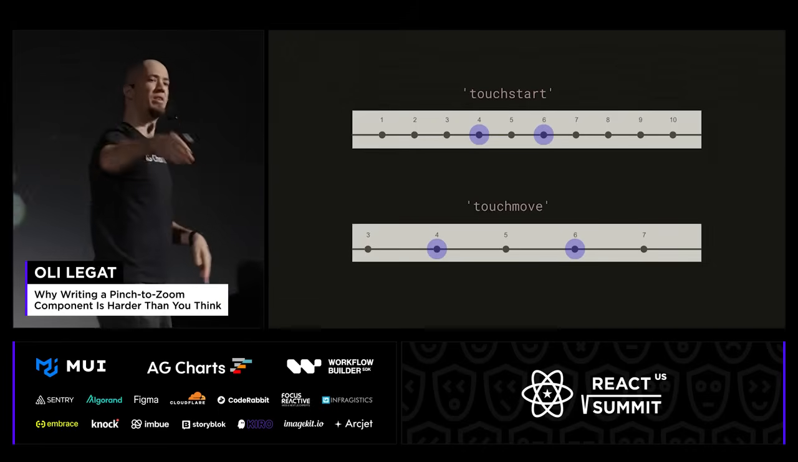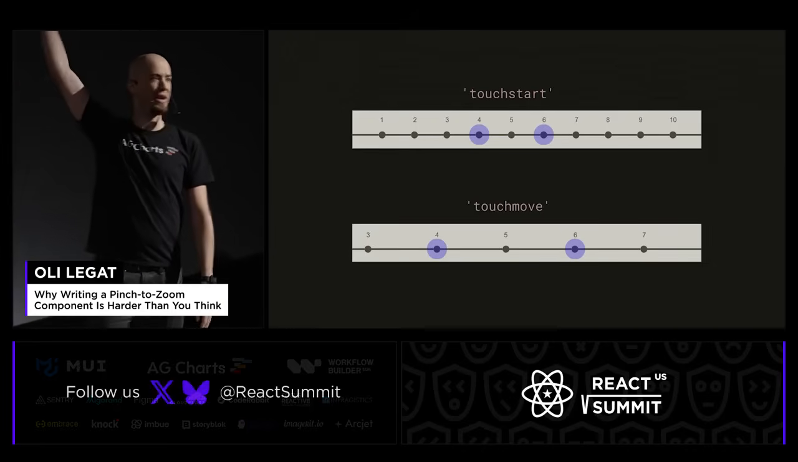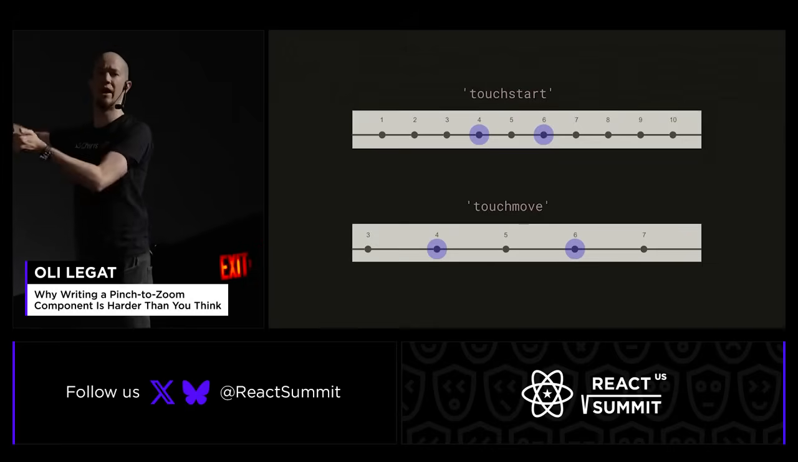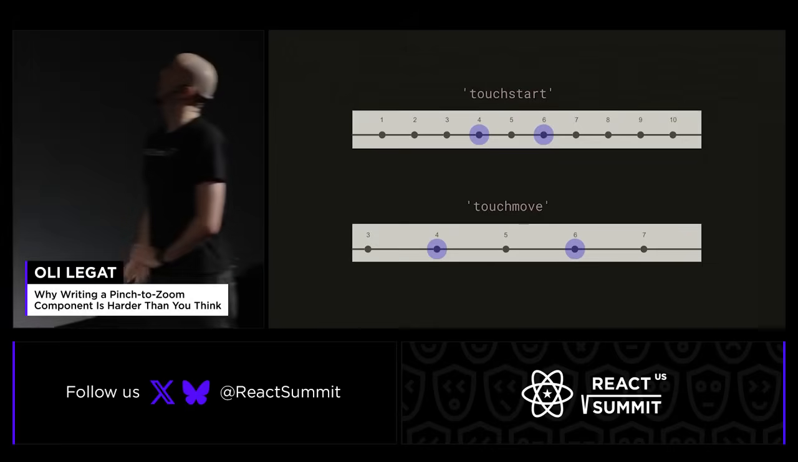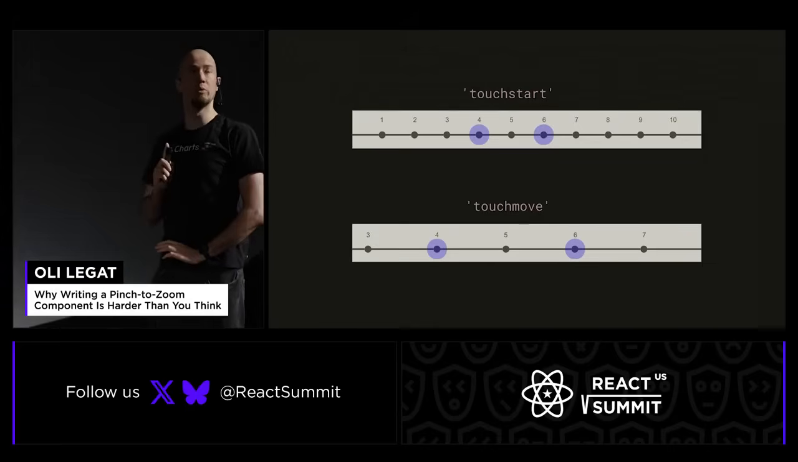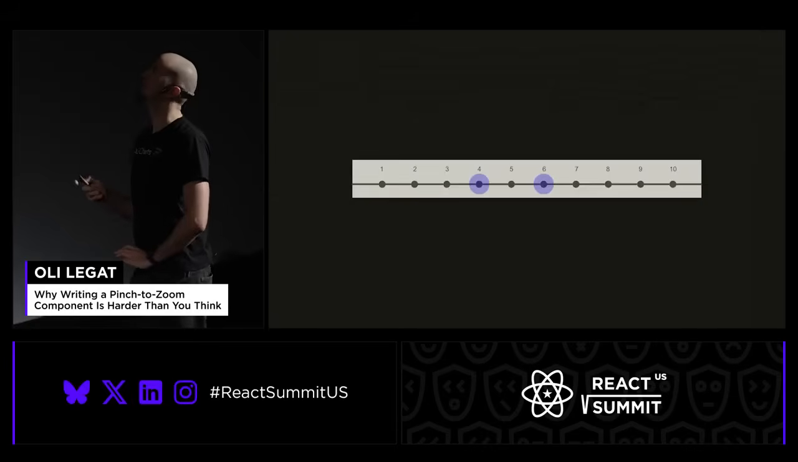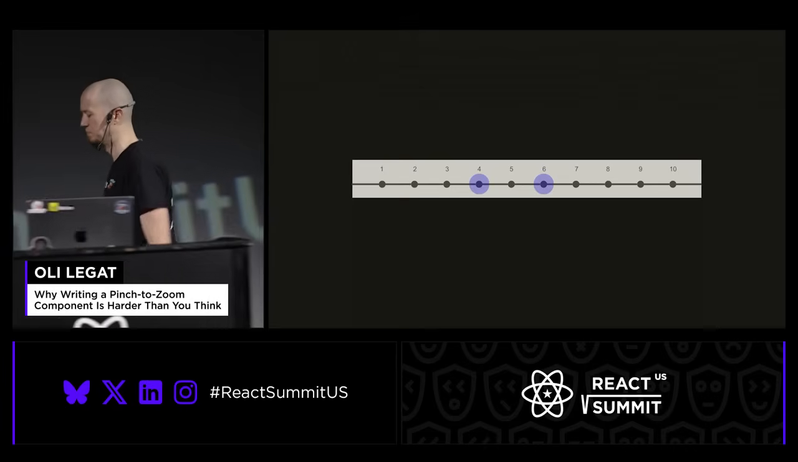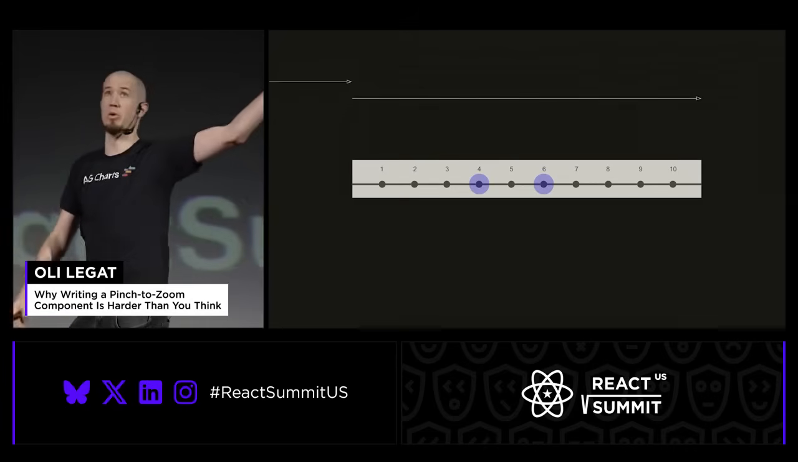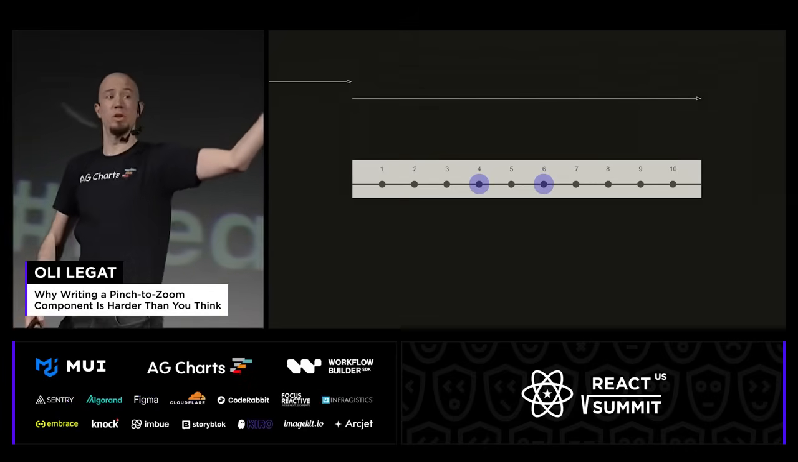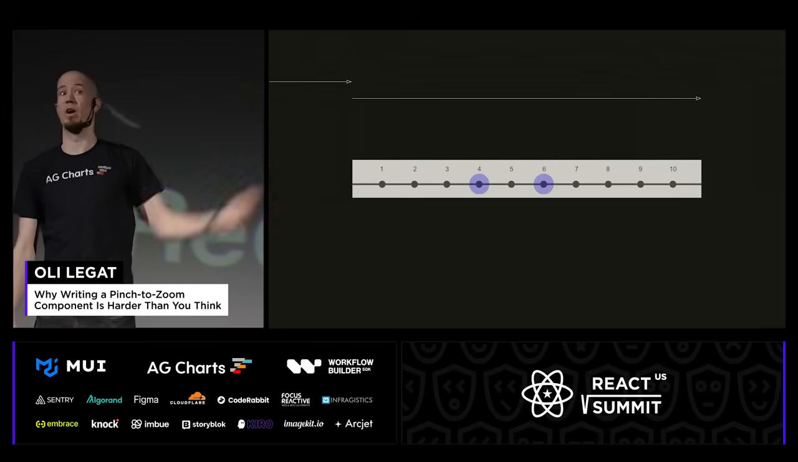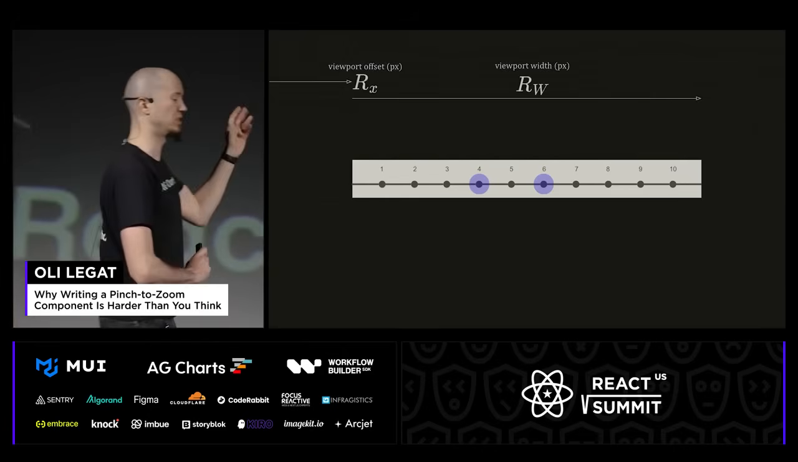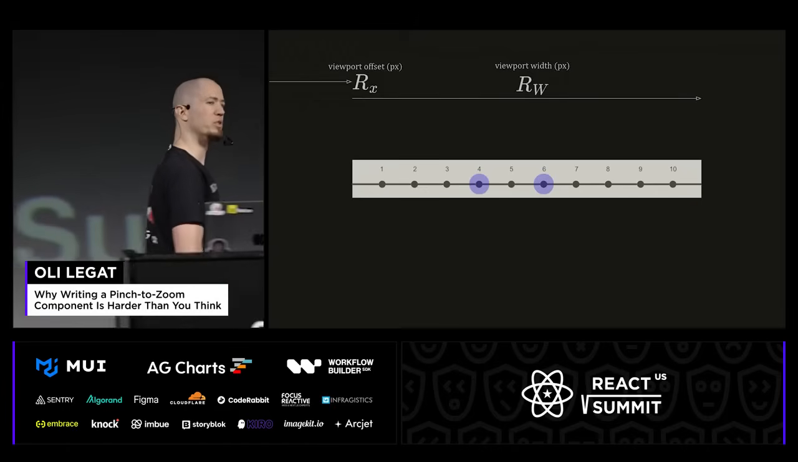So here we've got this HTML number line, a one-dimensional component with 2 moments in time, touch start and touch move. Let's hone in on what we're supposed to do when we receive a touch start event. So what are our inputs at this moment in time? Well, obviously, we know the screen offset and the width of our number line. We'll call that Rx and Rw. That's in pixels.